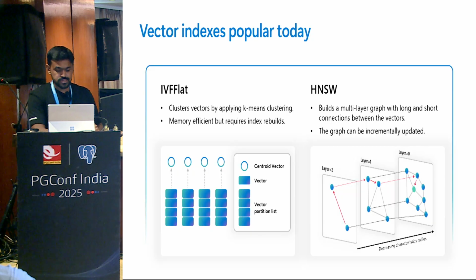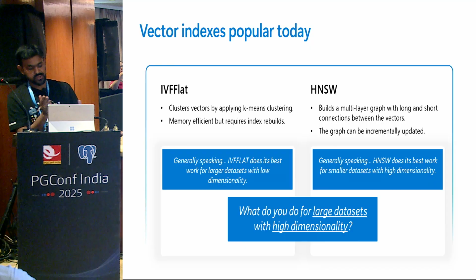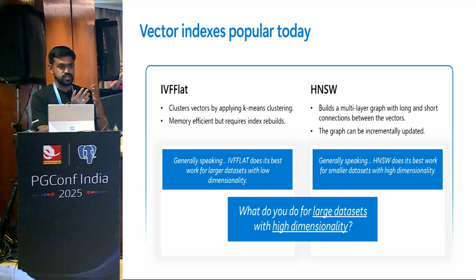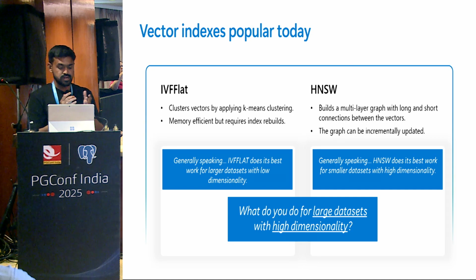But the problem with HNSW is that as and when new data is added to the table on which your vector is, it's extremely costly to compute and rebuild this graph. Right? So in essence, what we are saying is IVF flat does a good job when there are larger data sets with low dimensionality, but HNSW does a good job with smaller data sets with high dimensionality.